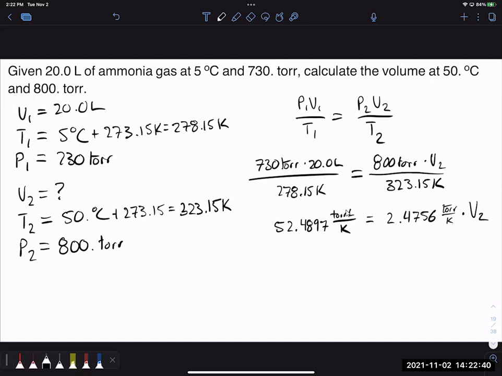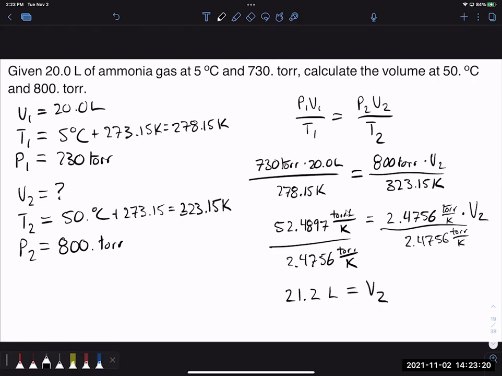And then we'll divide both sides by our 2.4756 torr per Kelvin. This divided by that, we get 21.2 liters, with what I think is the correct number of sig figs.